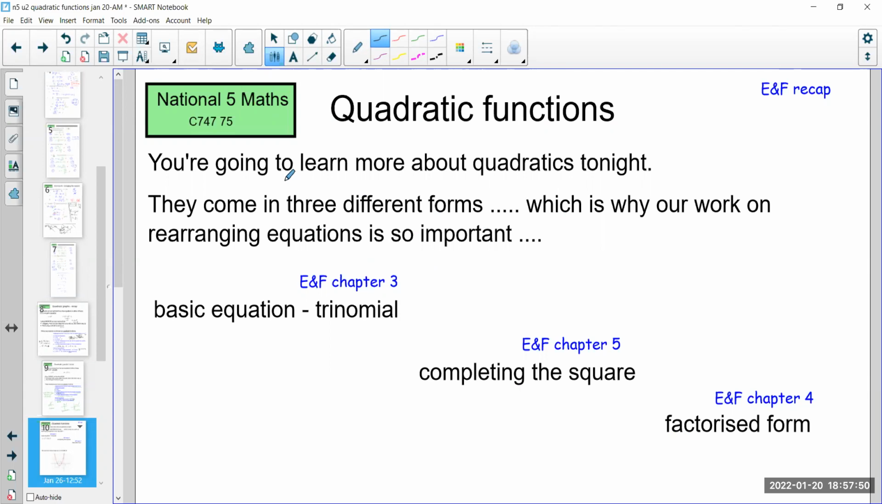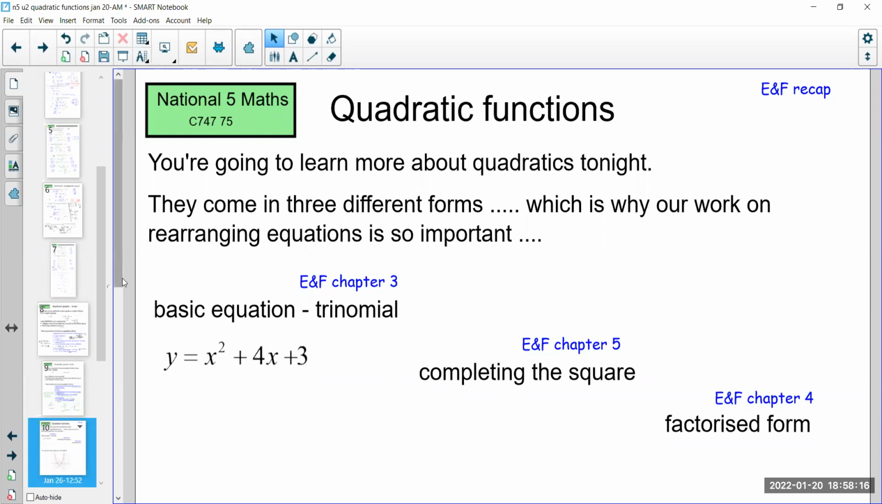So quadratic functions, what you're going to be learning this week, is more to do with this. You will see that your quadratic functions come in 3 different forms. So let's say the first form is x squared plus 4x plus 3, right? So let's say you have that as your first form.